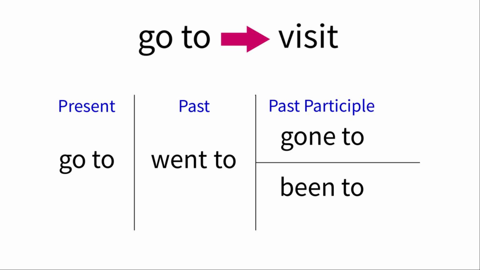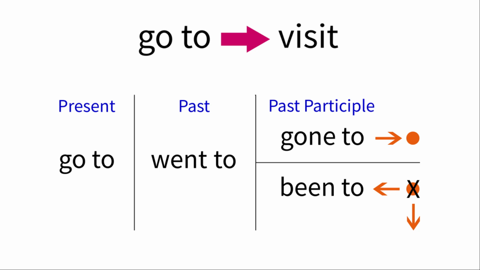Let's focus on gone to and been to a little bit more. Gone to, do you remember Maria and Bob? They've gone to Paris. They're traveling to Paris or they're in Paris now. Been to, however, means that your visit has finished and you've now perhaps come home or perhaps you've gone somewhere else.